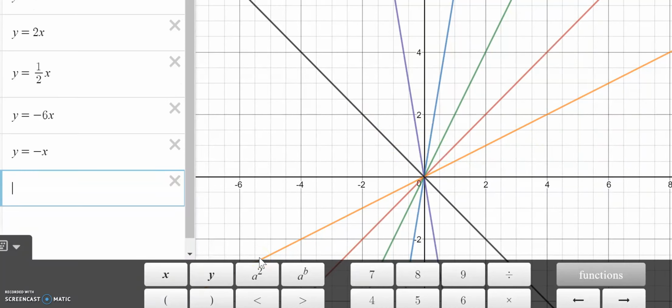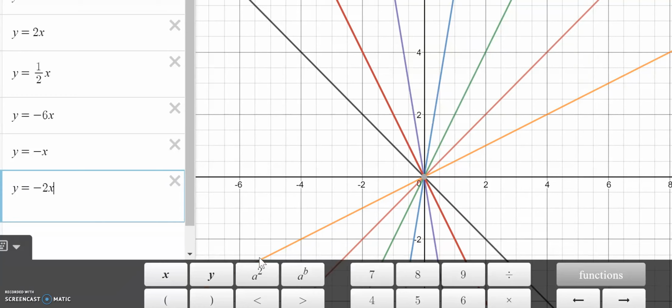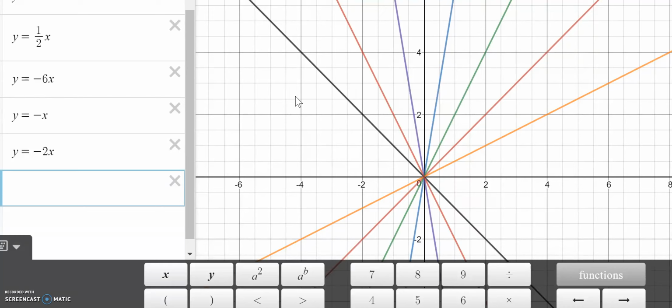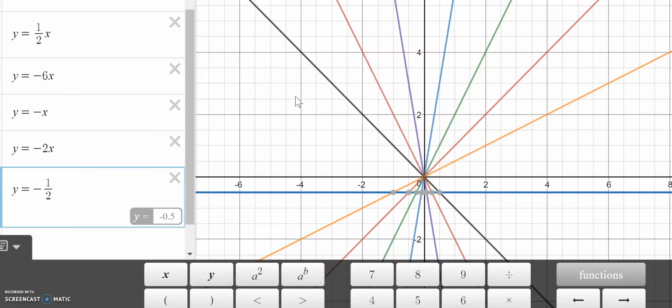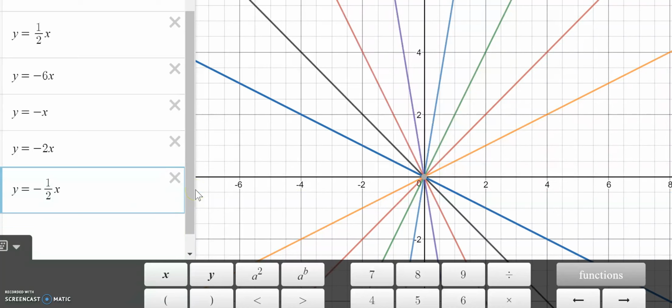And I'll just do one more, or maybe let's do 2 more. Y equals negative 2x. There you go. Compare that with the 2x, which is the green line. Okay, and then y equals negative half x.